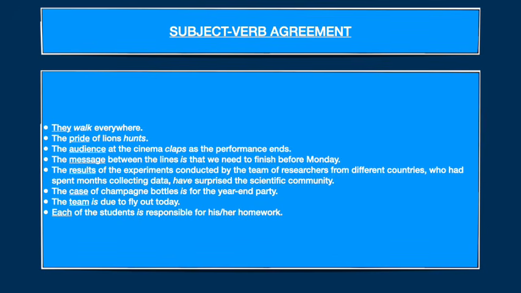What's nice and easy about this one is it's a very simple sentence, obviously, but also the subject and the verb are really close together.